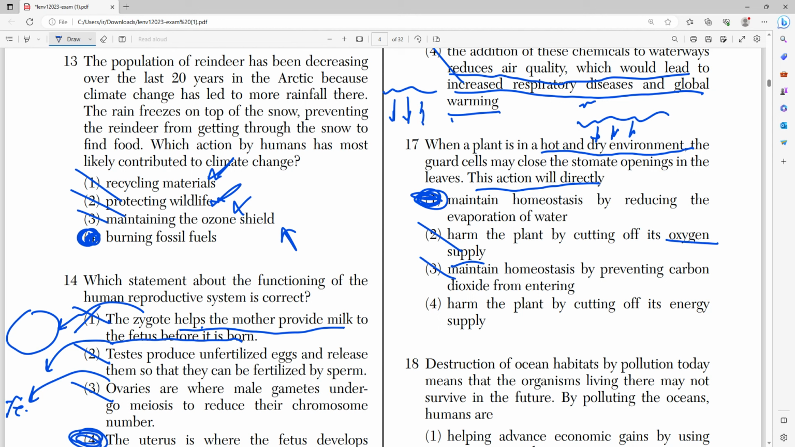Number 4 says it'll harm the plant by cutting off its energy supply. That's also false. Guys, if a plant or an animal does something, it's usually for the better benefit of itself, right? I don't think any animal will ever evolve something that will directly hurt itself. That's not how evolution works. Evolution only works where favorable traits that help survival get passed on and get adapted.